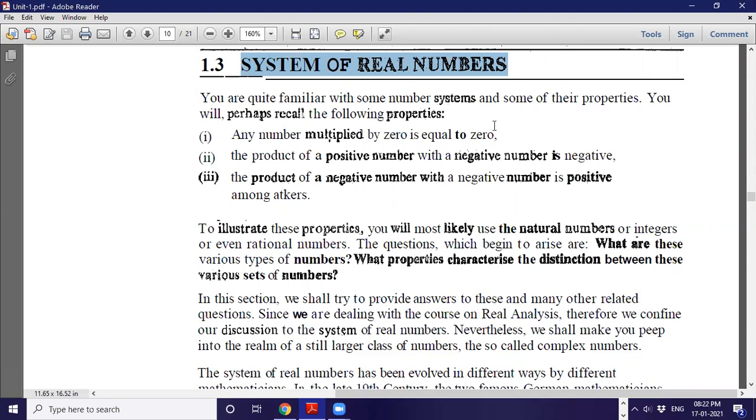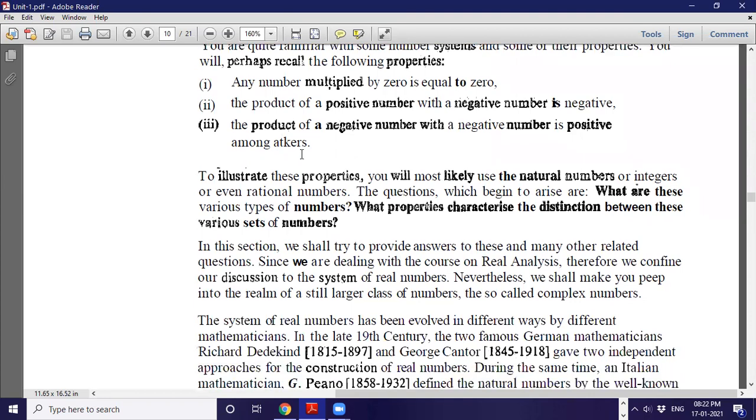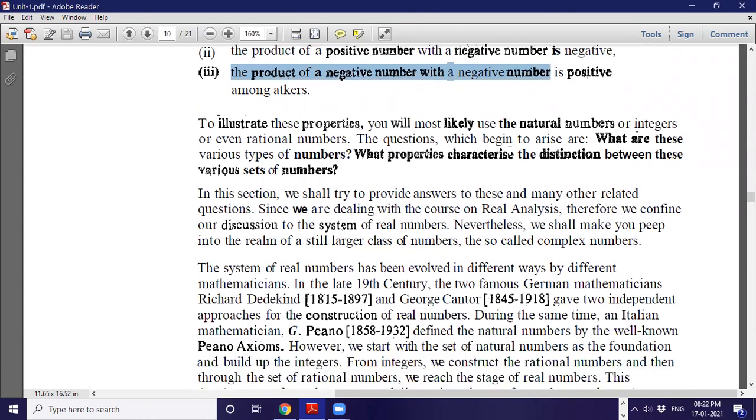Okay, so real numbers. We know some properties like any number multiplied by 0 is equal to 0. The product of a positive number with a negative number is negative. The product of a negative number with a negative number is positive. Right, we know these things.